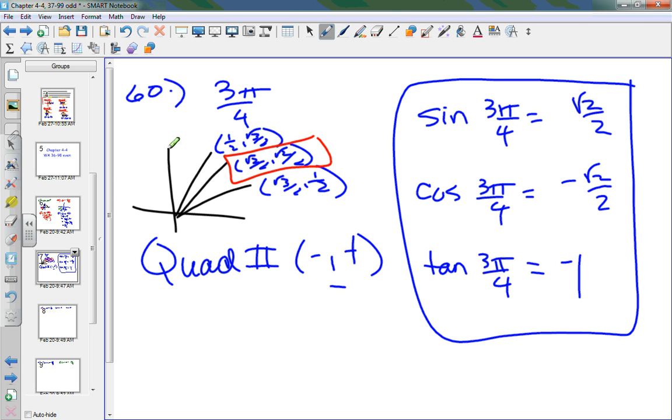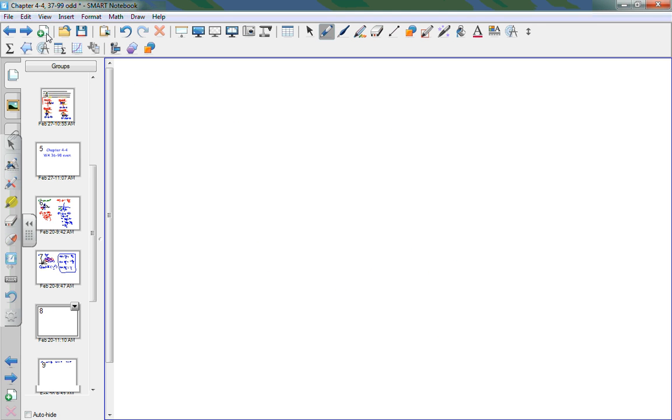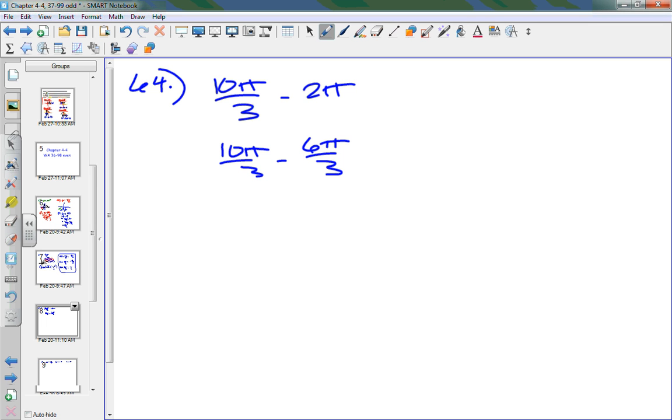Now, I do want to talk about 64 and 66. Look at those a minute. 64 is 10 pi over 3. Is that on my unit circle? No. Since that's not on my unit circle, wouldn't it be nice to find the coterminal angle that it relates to? So what am I going to do here? I'm going to subtract 2 pi, which means I have 10 pi over 3 minus 6 pi over 3 to give me 4 pi over 3.